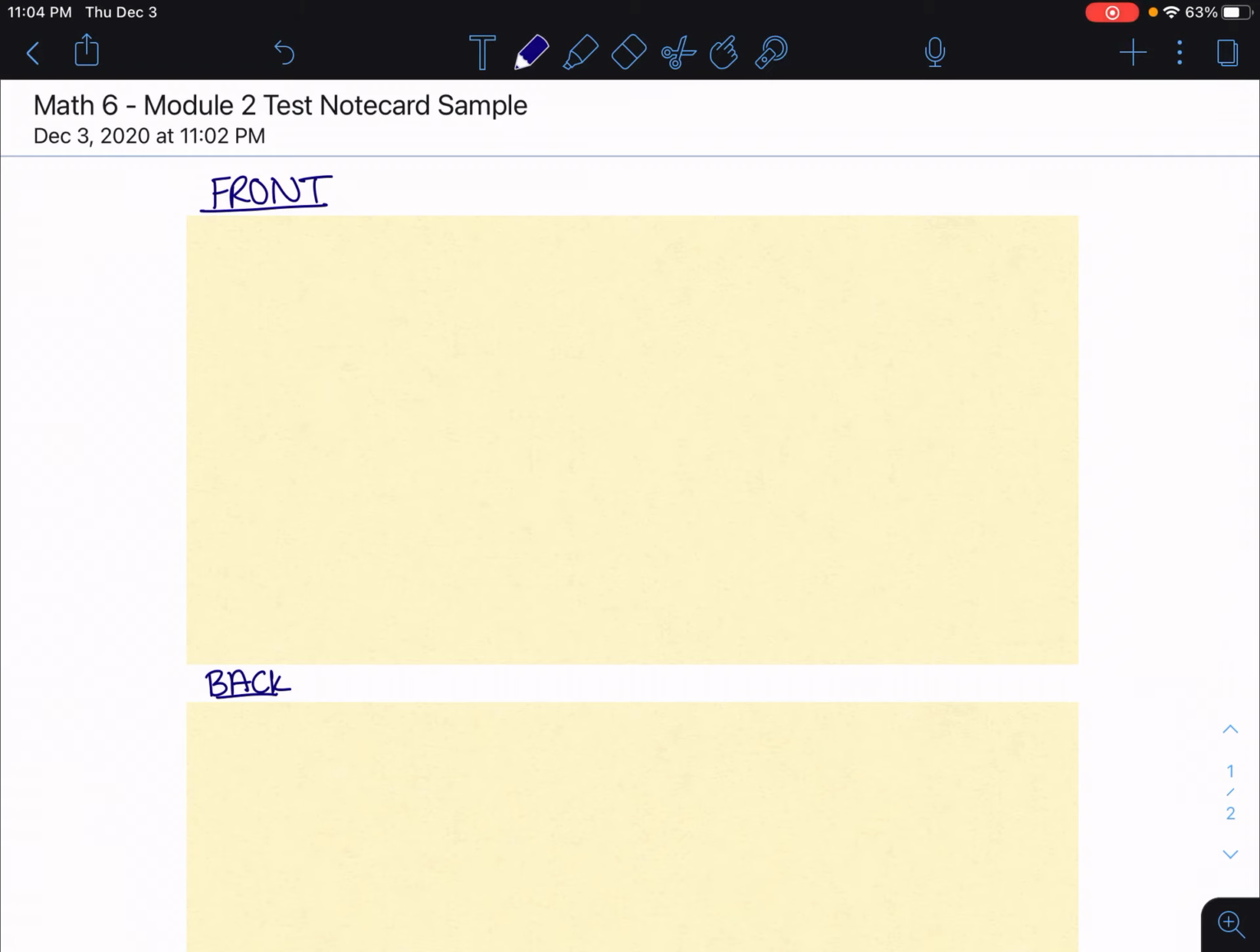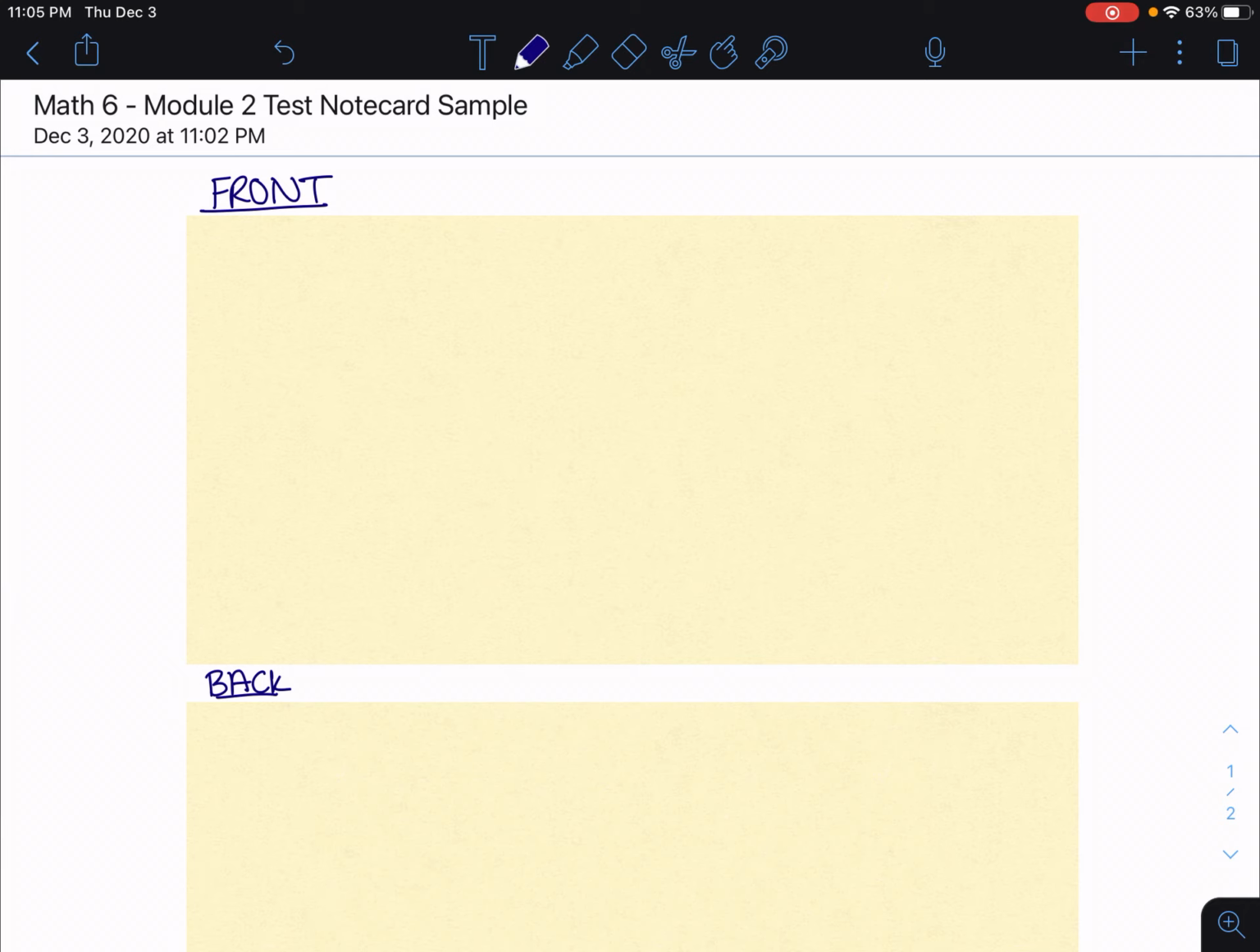Hey everyone, tonight I'm going to talk about some possible ideas for you to put on your note card for your Module 2 test. Remember that your Module 2 test is all about fractions, decimals, percents, being able to find missing percents, parts, and wholes in word problems and in just basic percent problems.